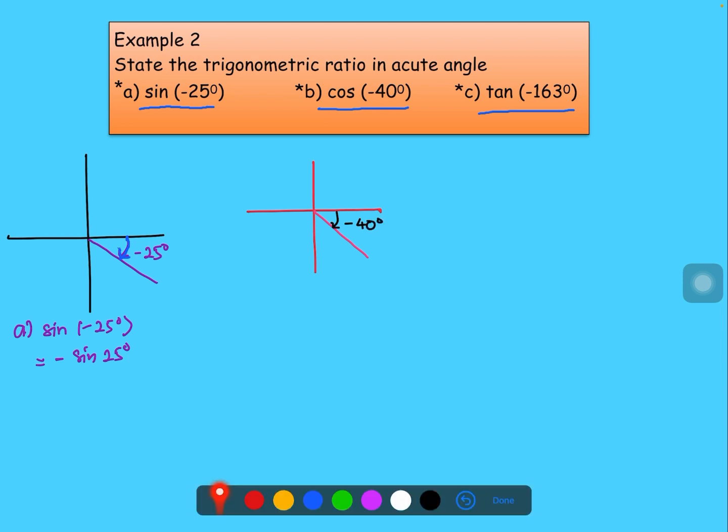Cos minus 40 degree. We have here cos minus 40 degree equals cos 40, because cos in the fourth quadrant is positive. Even though the angle is in the minus form, when we want to find cos minus 40, it must be cos positive 40 degree.